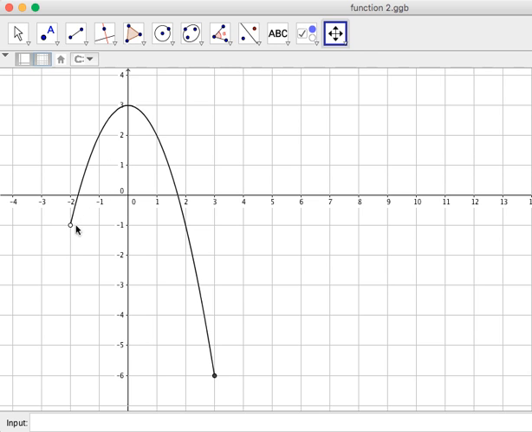Ibig sabihin, may set of x-coordinates. Anong pinakamababang value? Dito, yung x equals negative 2. Kaso, dito sa part na to, mayroon tayong empty na circle, ibig sabihin hindi dito kasama. Hanggang dito, hanggang 3. Kasama ba yung 3? Yes, kasi may point tayo dito. So, all the numbers between negative 2 and 3, not including negative 2, but including 3.